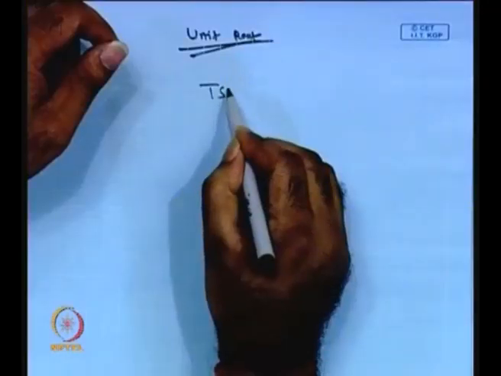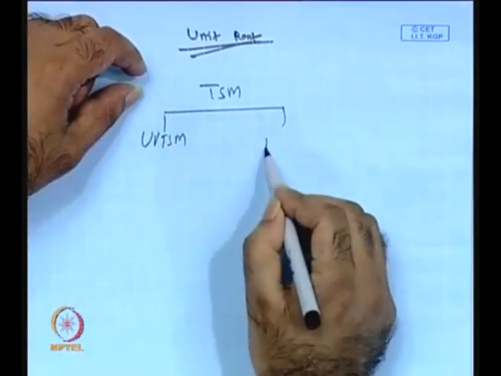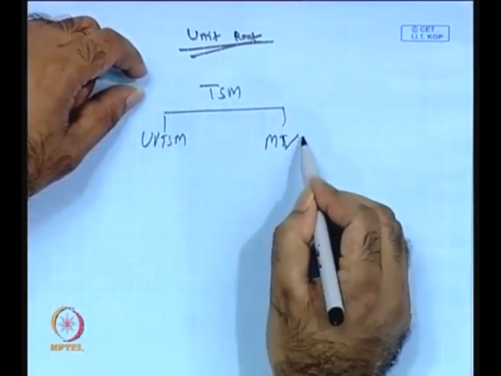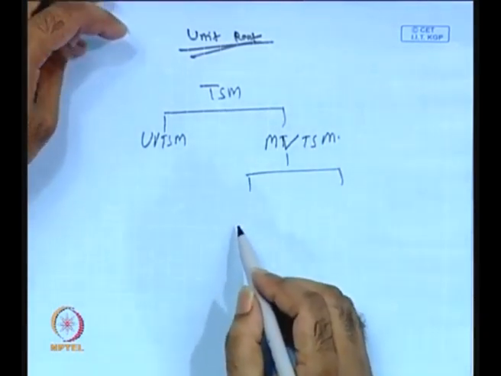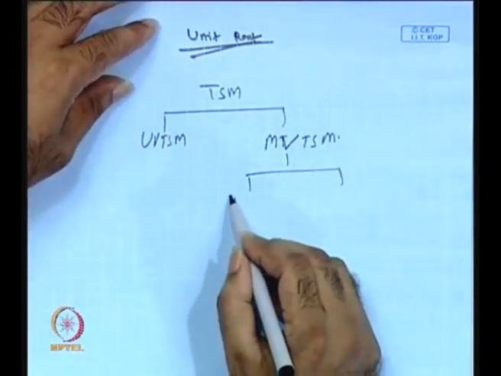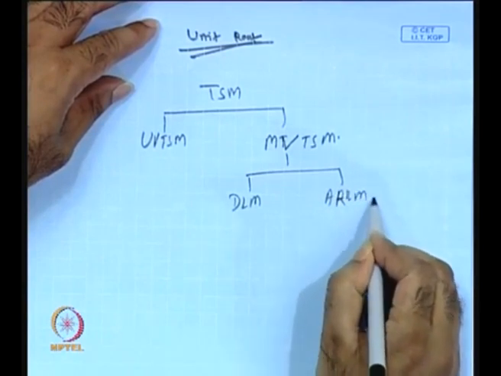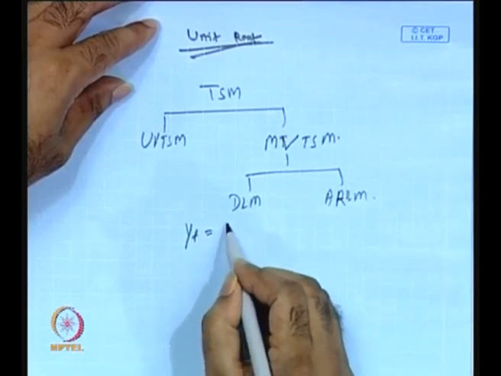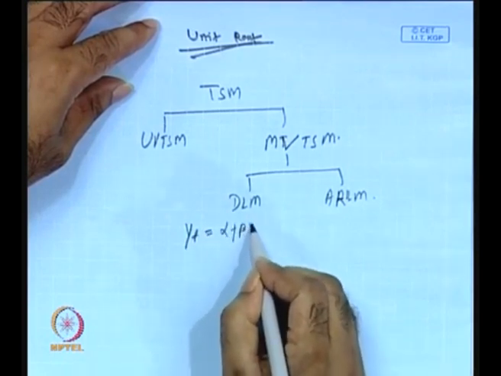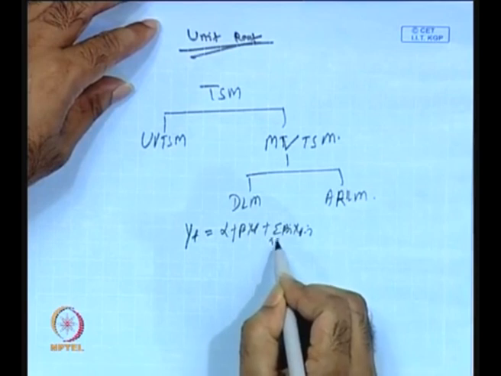So, in the case of time series modeling, basically divided into two parts, univariate time series modeling, then multivariate time series modeling. In the case of multivariate time series modeling, we have discussed distributed lag models and autoregressive lag models. Here the framework is like this: y_t equal to alpha plus beta x_t plus summation beta_i x_{t-i}, i equal to 1 to n.